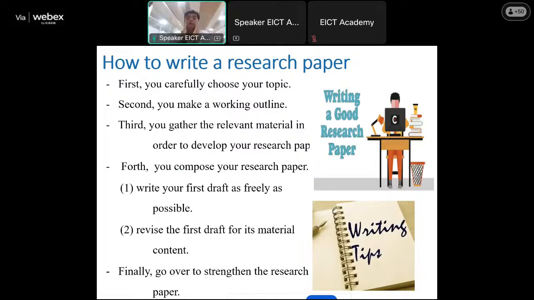Third, you gather the relevant material in order to develop your research gap. तो आपको लिटरेचर रिव्यू करना है. That I said that आपको लास्ट 5 ईयर के पेपर तो निकालने ही है. And ensure that if you identify a particular journal, then do search in that particular journal database for relevant papers on your theme. This will give you a certain advantage.